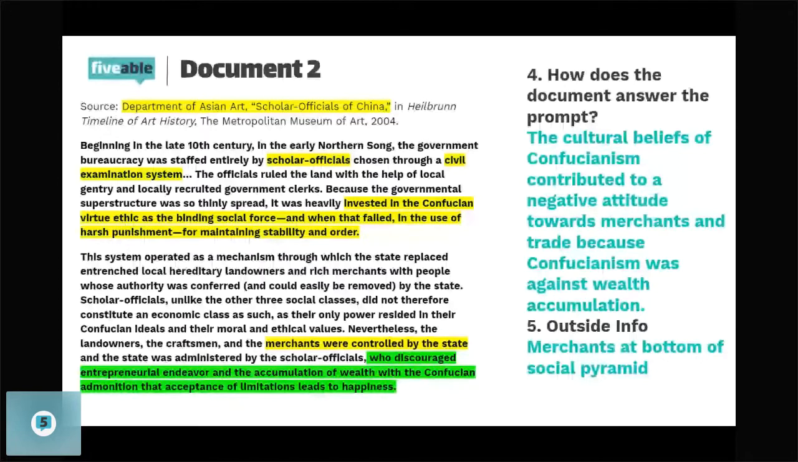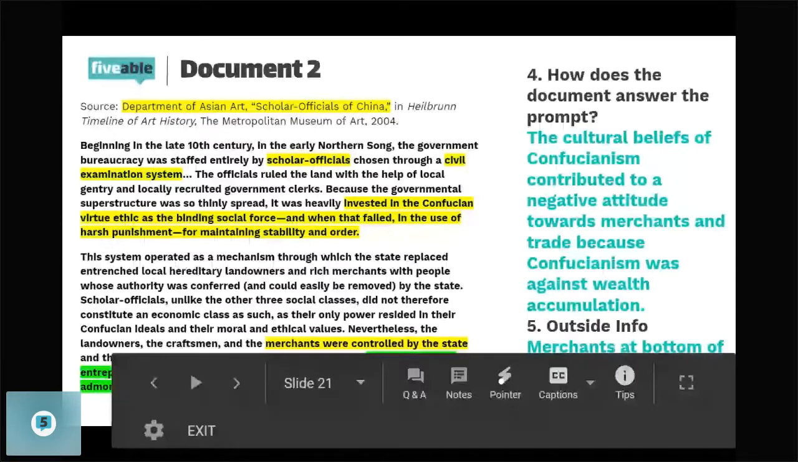So outside info, it needs to be something outside of the document. So you could sit here and write about the civil service exam, but that's not outside of the document, right? That's in here. You couldn't really write about Confucius, right? Confucianism's in the document. I think that merchants are at the bottom of the social pyramid would be perfect, although I already did that in document 1. So that could go with either one of these.